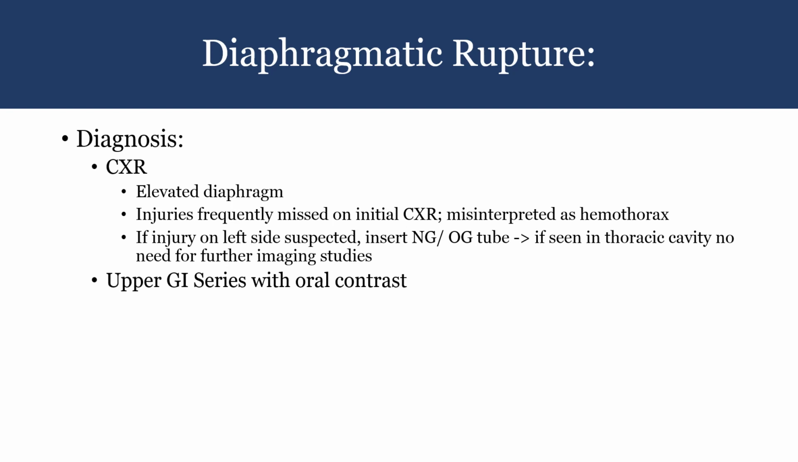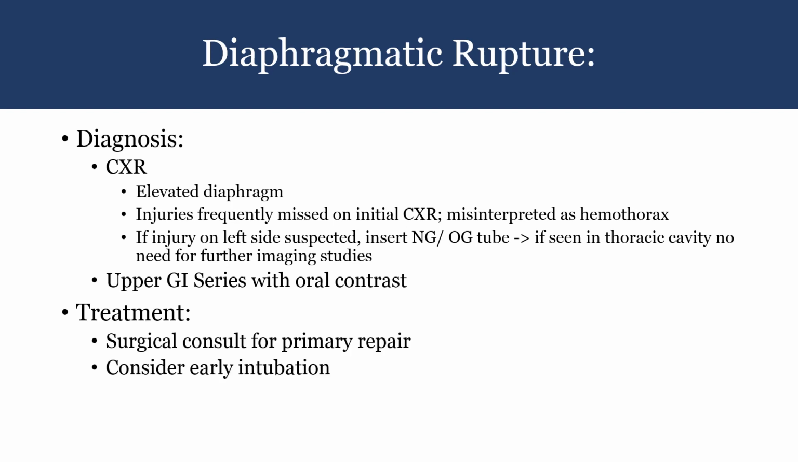Sometimes you may need to do an upper gastrointestinal series with oral contrast to see where the contrast is pooling. If the contrast pools in the stomach up in the chest cavity, then you know you have diaphragmatic rupture with herniation. Treatment, you definitely need surgical repair, so we must have a surgical consult for primary repair, and also consider early intubation because of the compromise in the work of breathing.